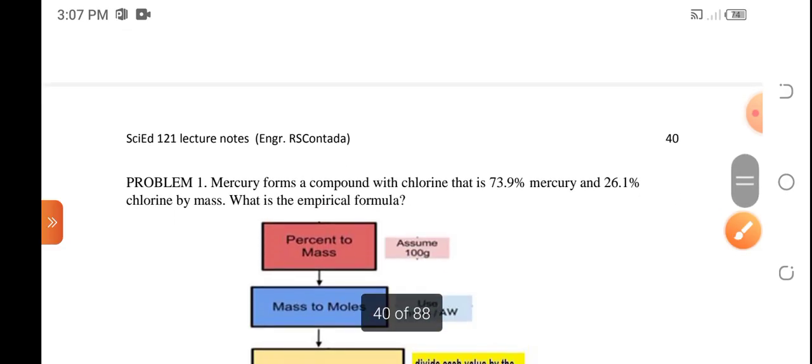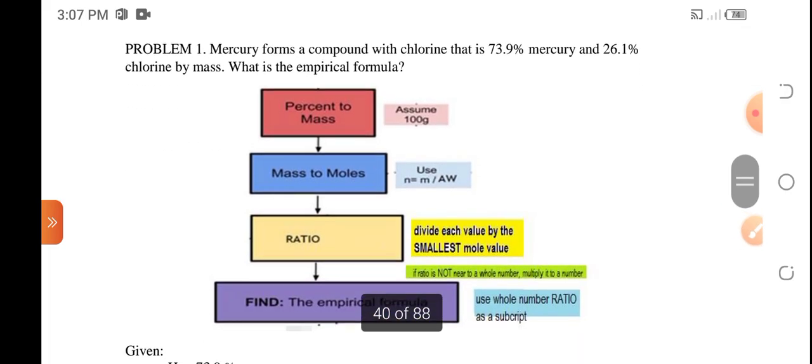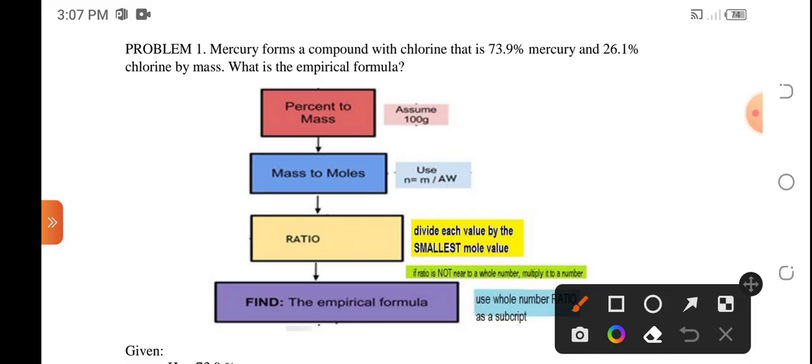When in terms of problem solving, may step-by-step process tayo dito. So let's have the example. Mercury forms a compound with chlorine. So meron daw sample or compound na ang laman lang niya ay mercury at chlorine. And the composition is 73.9% mercury and 26.1% chlorine by mass. So pinapahanap, what is the empirical formula.